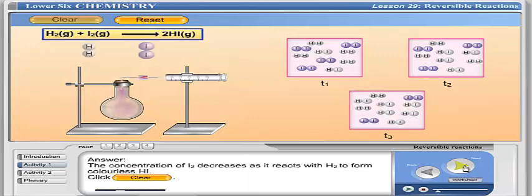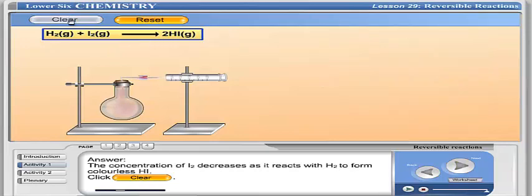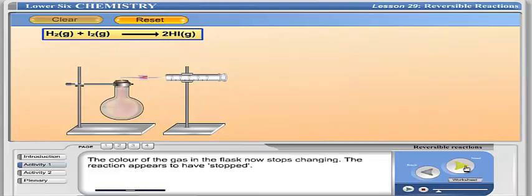Answer: the concentration of iodine decreases as it reacts with hydrogen to form colorless hydrogen iodide. Click the Clear button. The color of the gas in the flask now stops changing. The reaction appears to have stopped.